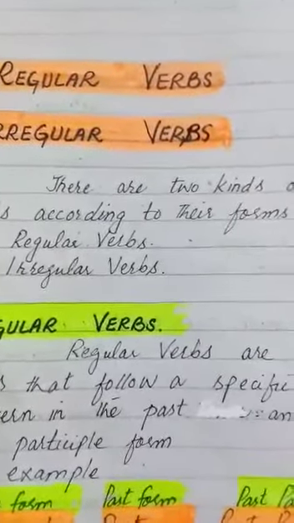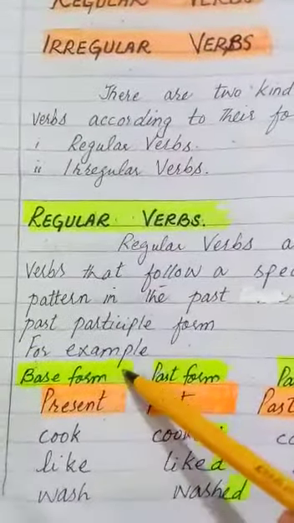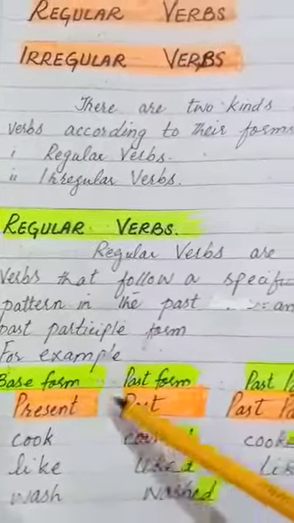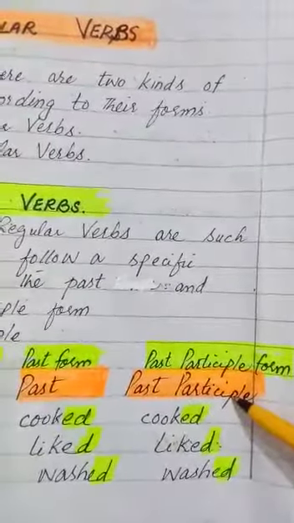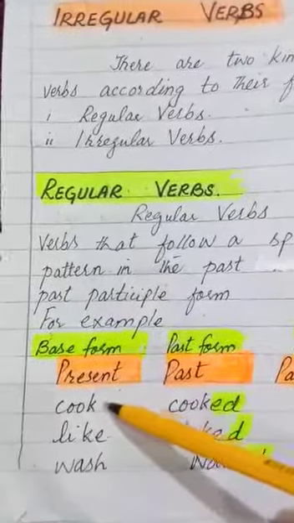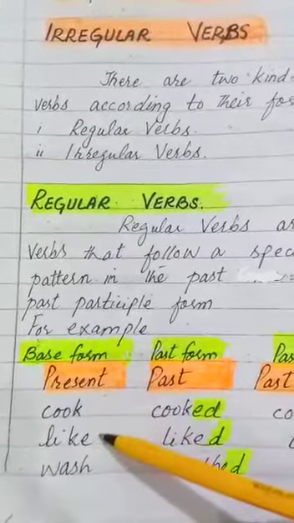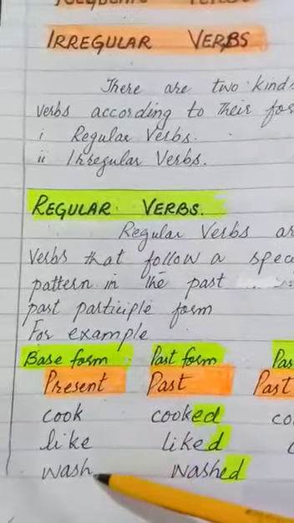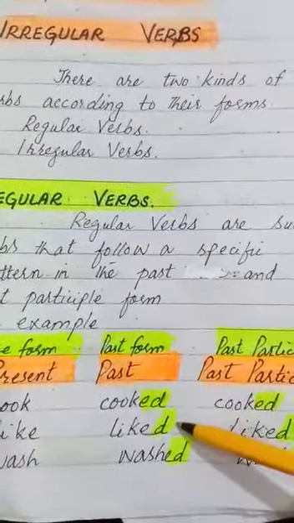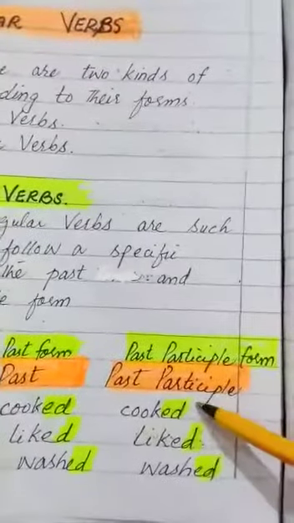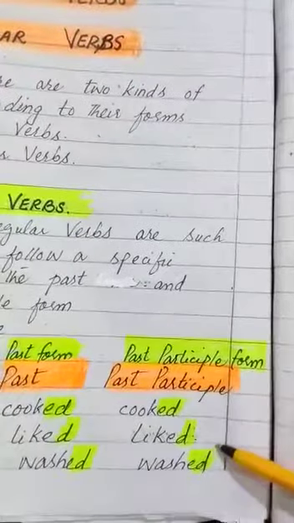I told you that verb has basically 3 forms. First form is called base form, which is also present form. Then second is called past form and third is called past participle form. Now see these verbs. In the present form, this word is cook. That is called base form of the verb. Like, base form, and wash, base form. When we put them into past form, it becomes cooked, liked, and washed. Similarly, in third form or past participle form, they are changed into cooked, liked, and washed.